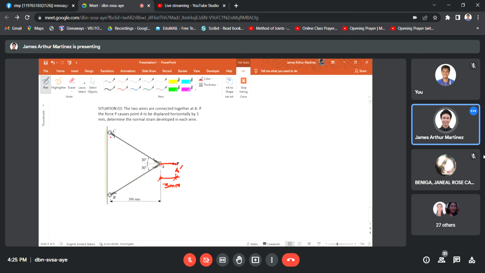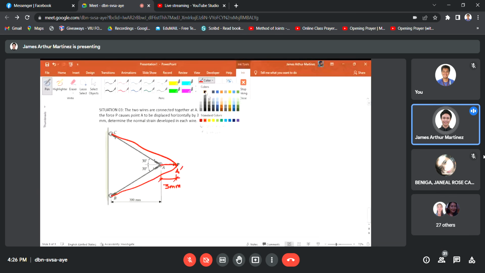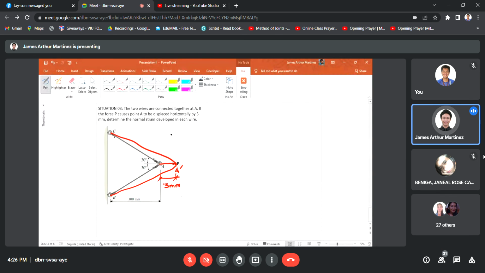So meaning, the tip of wire AC would be at this point, A prime. So it's bent. Assuming it's straight now, you have this illustration. So what is being asked is the normal strain in each wire.